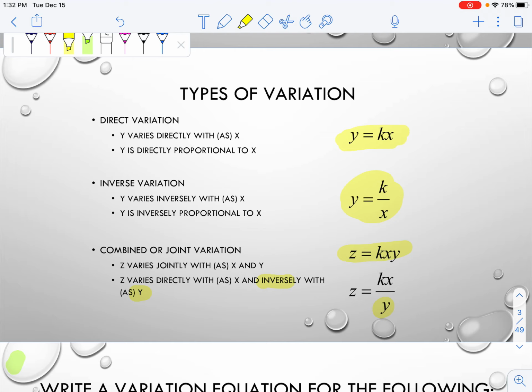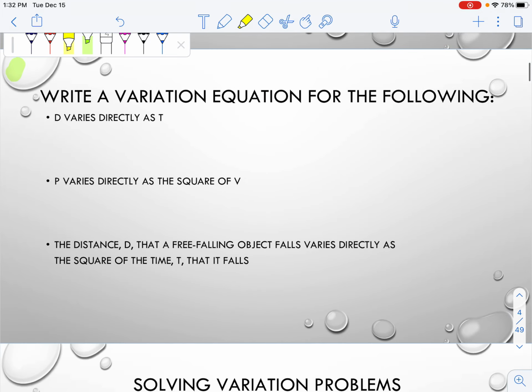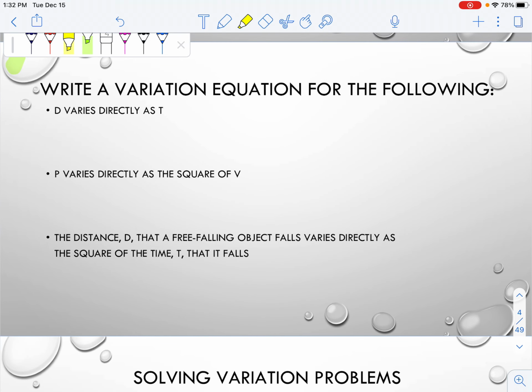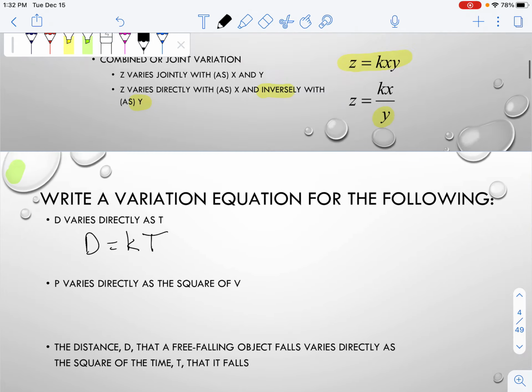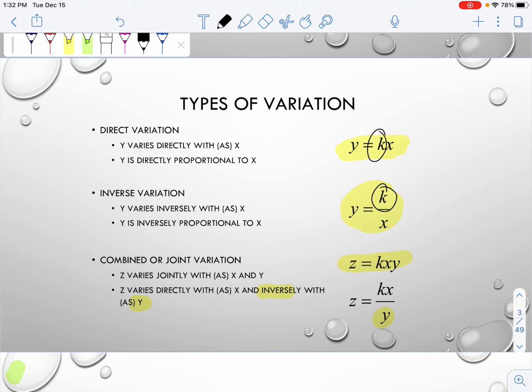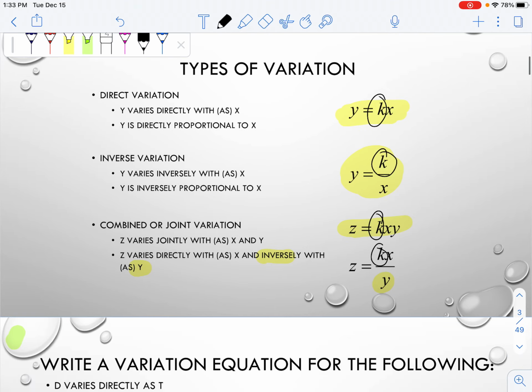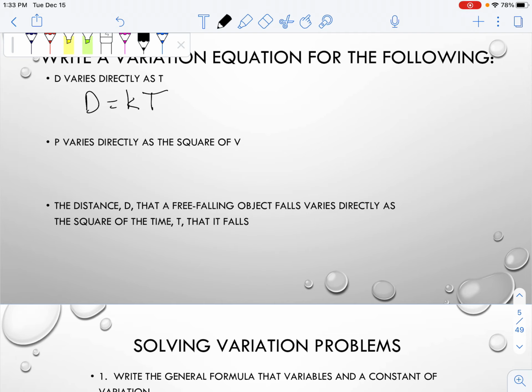D varies directly as T, so D equals KT. Notice the K is always there, always up top. P varies directly as the square of V, so we have to do V squared. The distance D that a free-falling object falls varies directly as the square of the time that it falls. So that's KT squared.